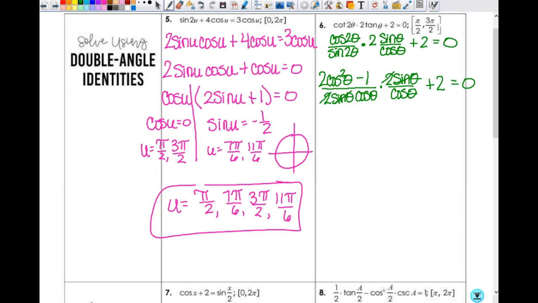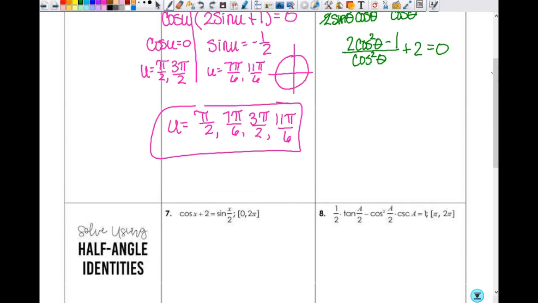You with me? All right, so now I'm going to actually multiply those 2 fractions together. So in the numerator, the second one, I just have 1 now. So I end up with 2 cosine squared theta minus 1 over what? Cosine squared theta. Good. Plus 2 equals 0. So I could get a common denominator here, but what's another option? What else could you do with it? Split it. So I'm going to make this into 2 cosine squared theta over cosine squared theta minus 1 over cosine squared theta plus 2 equals 0.